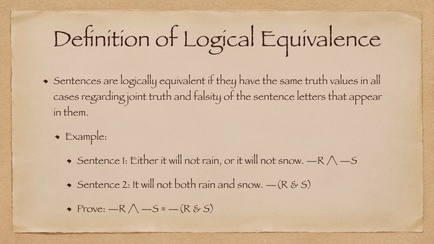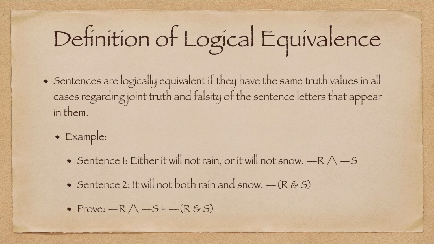Sentence number 2. It will not both rain and snow. Put into logical notation, this would be dash, open parentheses, r and s, close parentheses, which is read not both r and s. So let's build a table to prove that our first sentence, not r or not s, is logically equivalent to our second sentence, not both r and s.